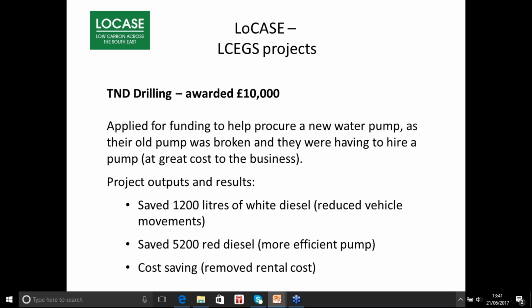Another organisation called TND Drilling, we awarded £10,000 to. They wanted funding to help procure a new water pump as their old pump was broken. They were having to hire a vehicle to move this pump around because it was just too big for their current vehicle. Now they're saving 12,000 litres of diesel in reduced vehicle movements. They are also saving red diesel because they've got a more efficient pump. The water pump uses red diesel, so they're being more efficient in that instance. And they're saving money because they don't have to rent a pump and drag it around. They've got their own pump.